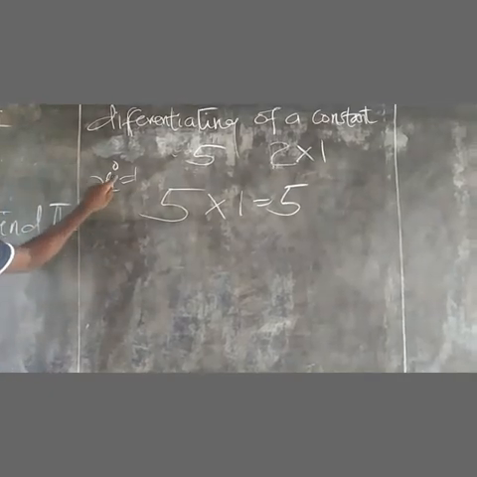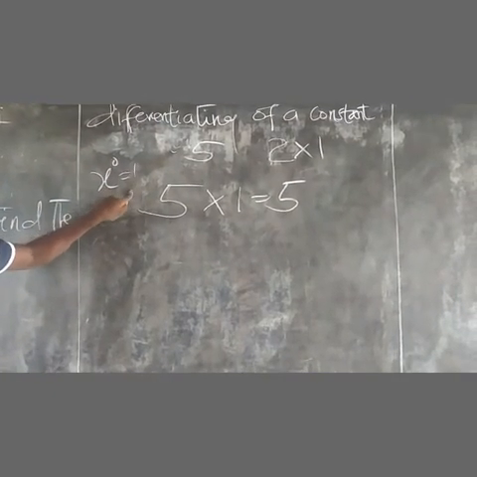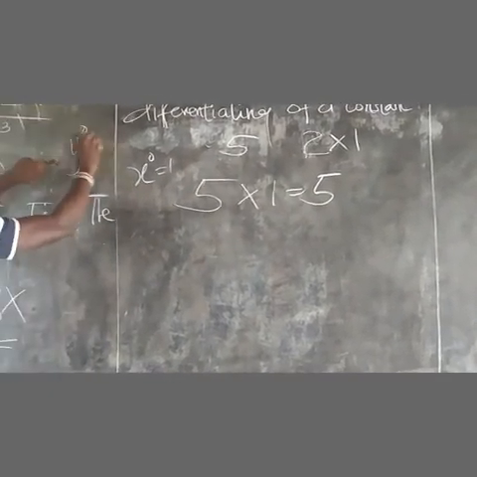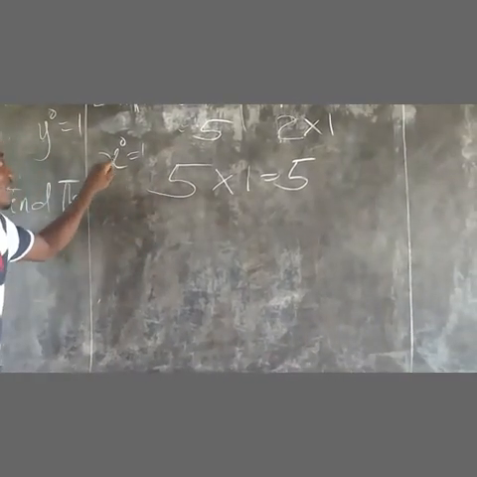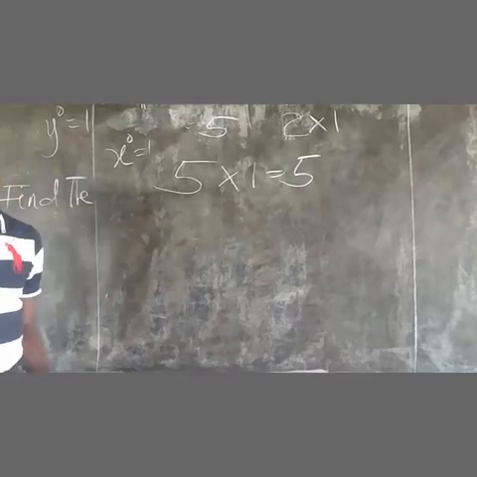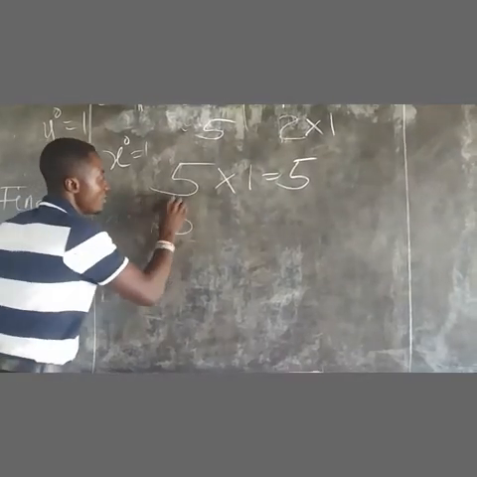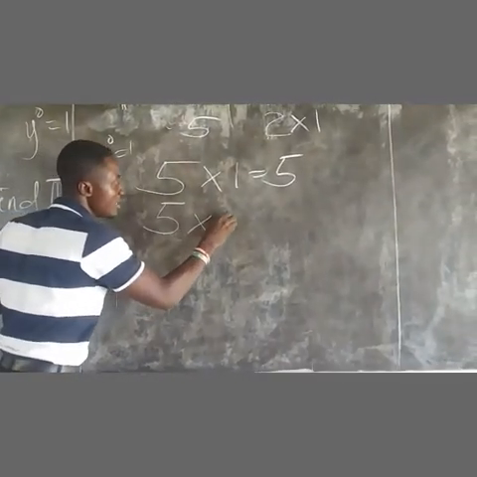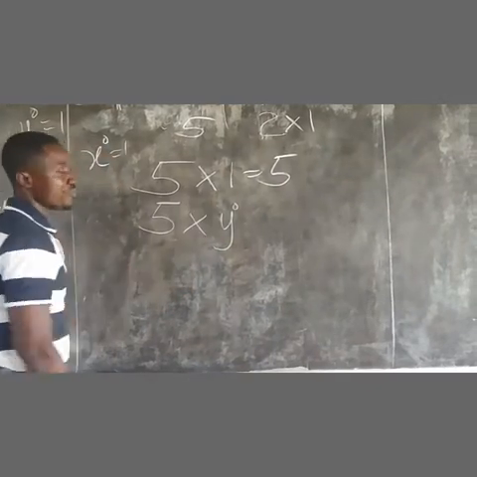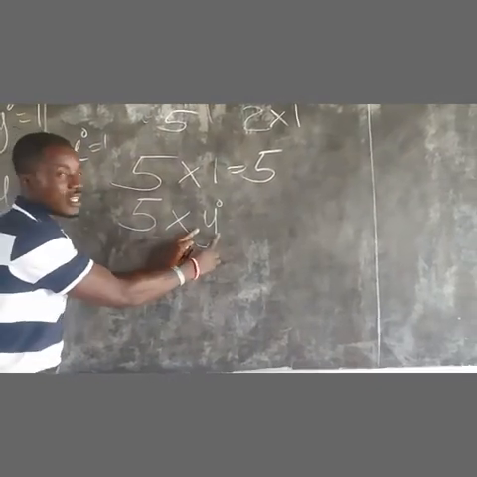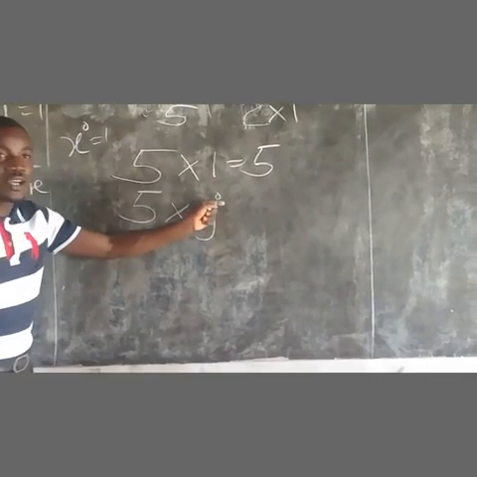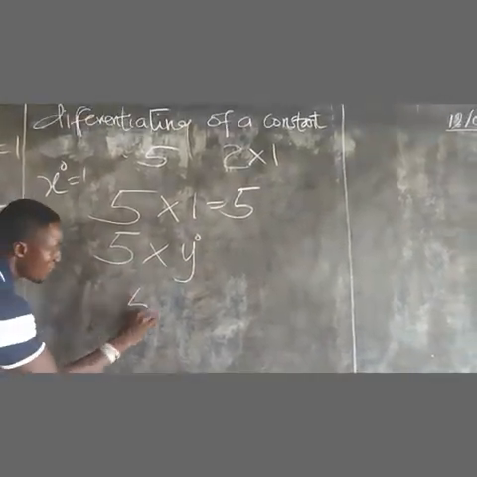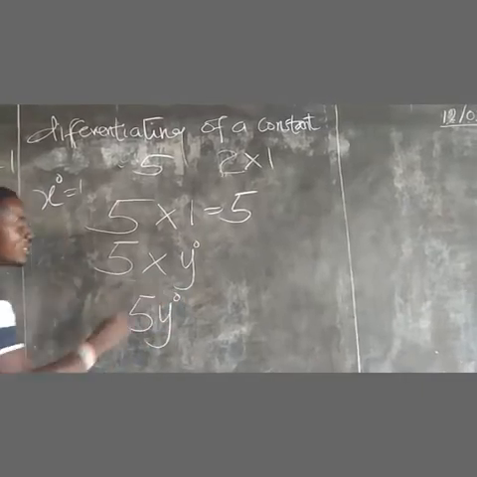A number exponent 0 is the same as 1. So y exponent 0 is the same as 1. So now we can substitute y exponent 0 in place of 1. So 5 times, let's say, y exponent 0. y exponent 0 is 1. So 5 times y exponent 0 will give us 5y exponent 0.